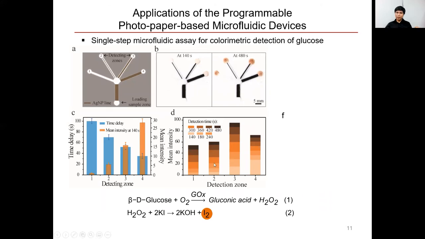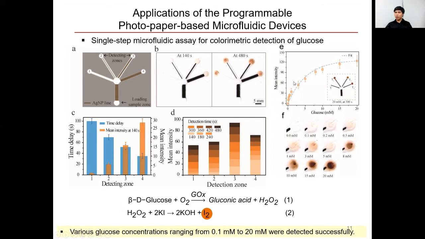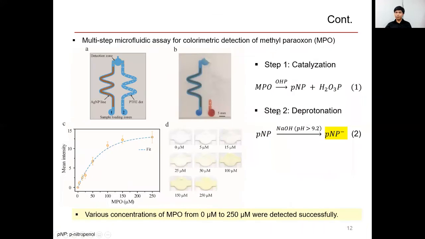We can see here, when the time delay becomes shorter, the color intensity becomes higher. This is because the delay time is very short, and the reaction can happen early. So we detect glucose, which is an important parameter for diagnosis of diabetes. This simple paper chip can detect the glucose concentration in your blood.